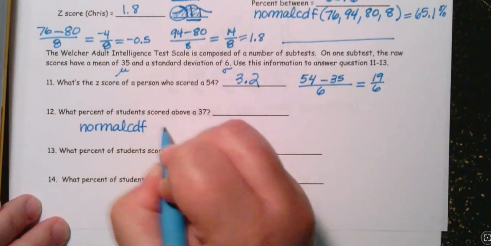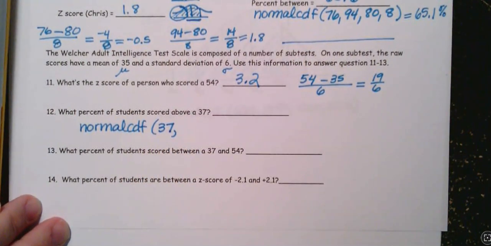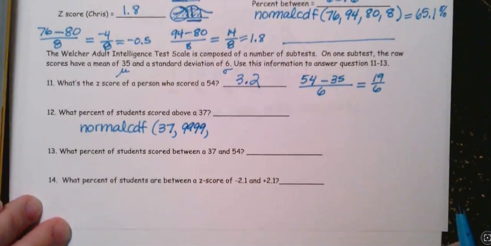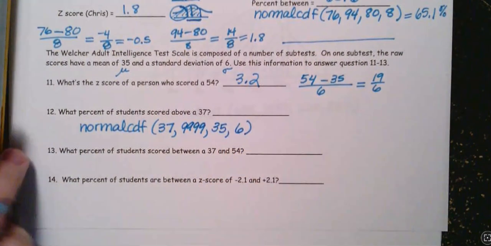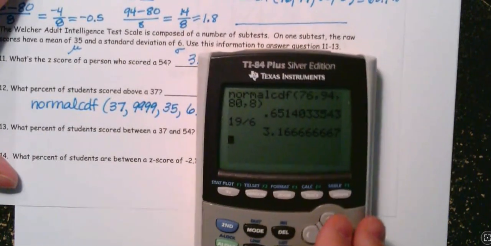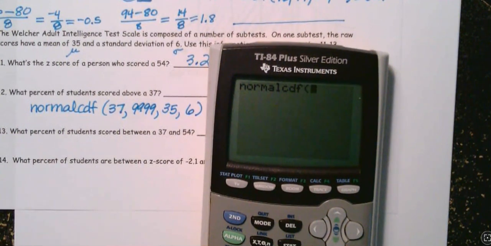Normal CDF: above a 37 means 37 is the lower end, and it goes to the right from there, so a really big number for the upper bound. And the mean was 35, and the standard deviation was 6. So that's what gets typed in here. I'll try to make it as visible as possible for you. We get .369, or about 36.9%.